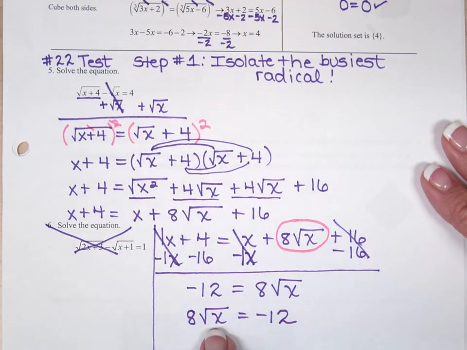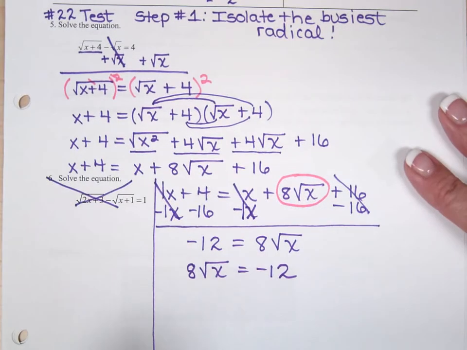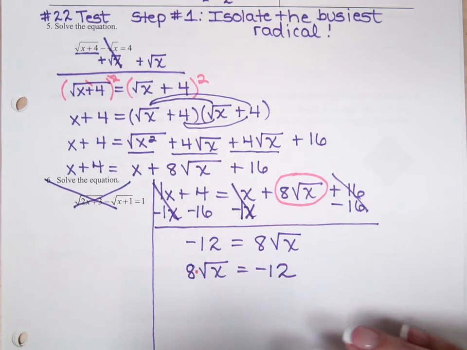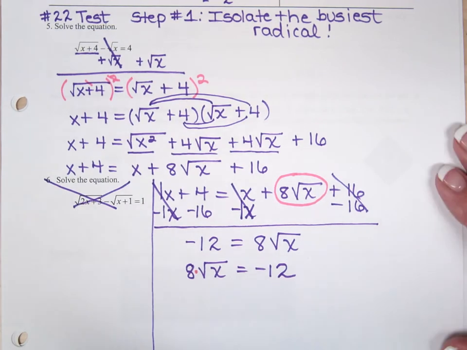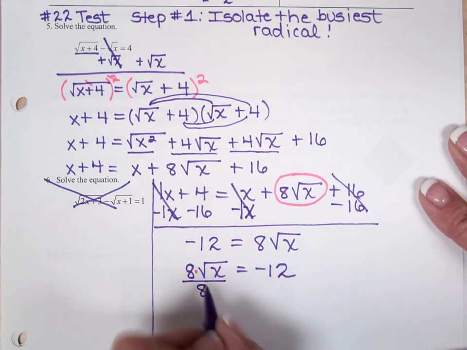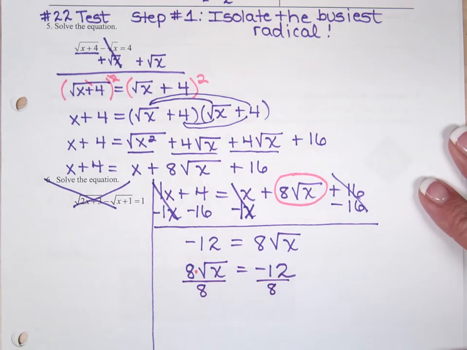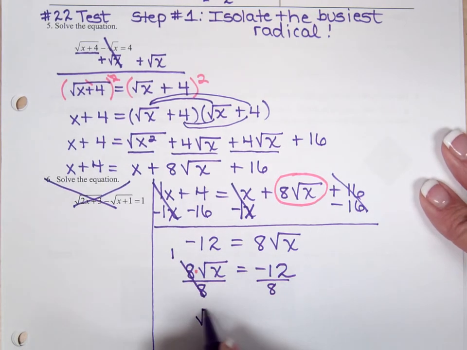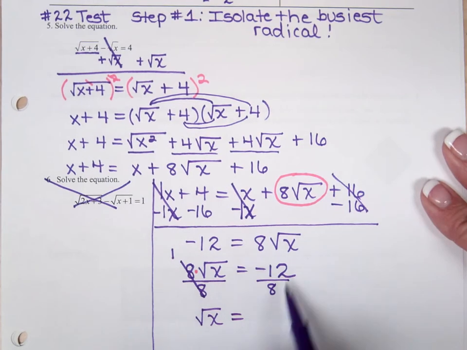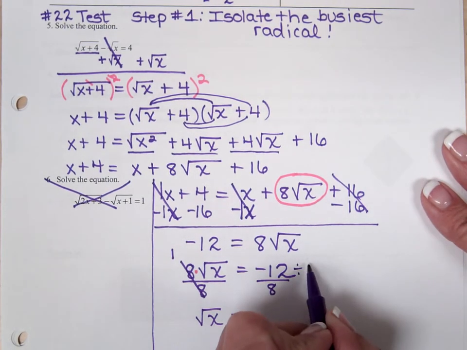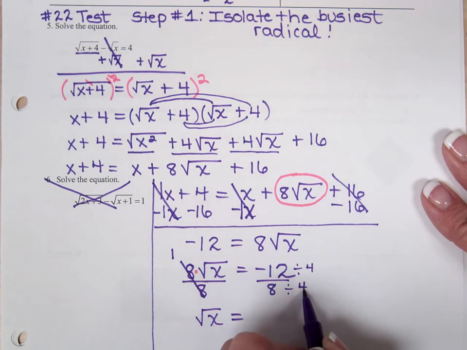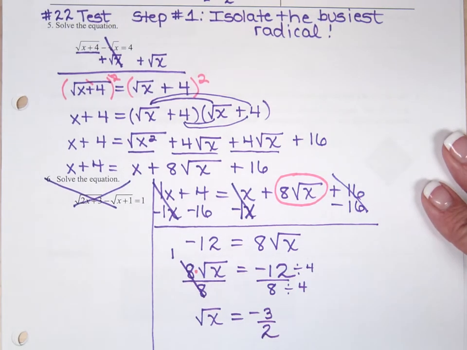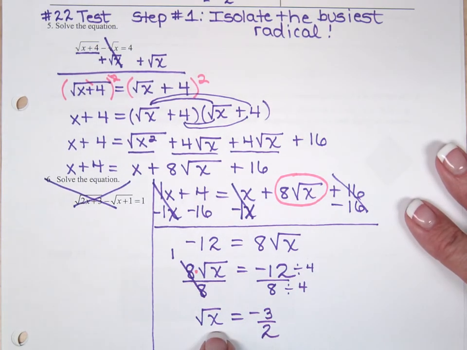So how can I get that x alone? So I say to myself, what operation is it right there? Oh, that's multiplication. So to get it alone, I have to do the opposite, which would be divide by 8, divide by 8. So 8 divided by 8 is 1. So we get square root x equals, I can see these have 4 in common, so let's divide both by 4 so we get a nice simplified fraction. So that would be negative 3/2. So now notice my radical is isolated.